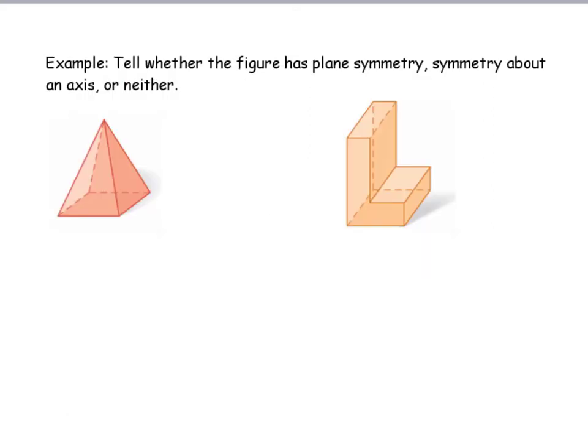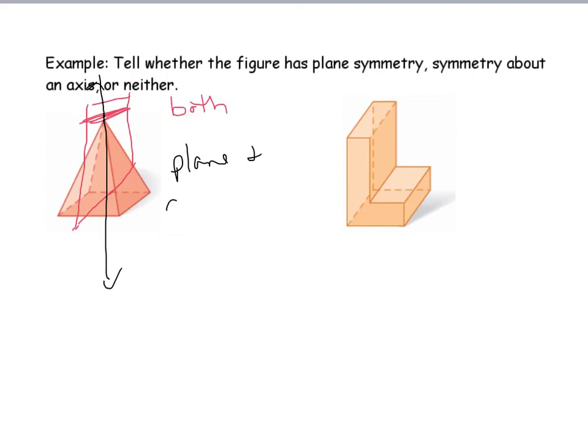So I want to know, does this have plane symmetry, symmetry about the axis, or neither? Well, if you think about it, this first one has both. And I'm going to try and draw. If I draw my plane so that it cuts through like this, if I slice through the top here, slice through halfway, this would give me my plane symmetry. I would end up with half of a pyramid on one side, half of a pyramid on the other side. I can also put an axis through the center, and if I rotate it around, I have the same thing on the outside. So this has both plane and about axis.